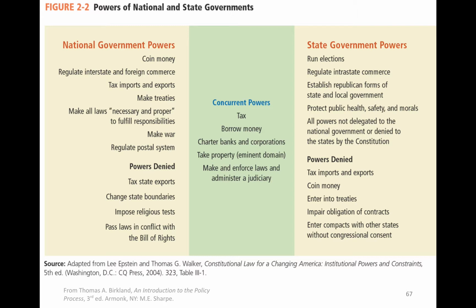And on the right are state government powers. Anything that's not exactly written in Article 1, Section 8 or the enumerated powers is open to the states. So the states run elections, they regulate intrastate commerce, and they can obviously establish their own governments within the state. They often have state constitutions, and they can have state police and city police. There are also some powers denied to state government. So they cannot deal with foreign affairs, they cannot declare war or maintain an Army and Navy.